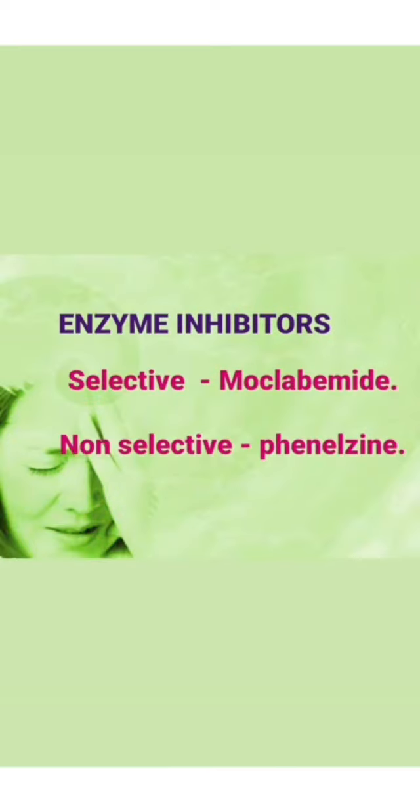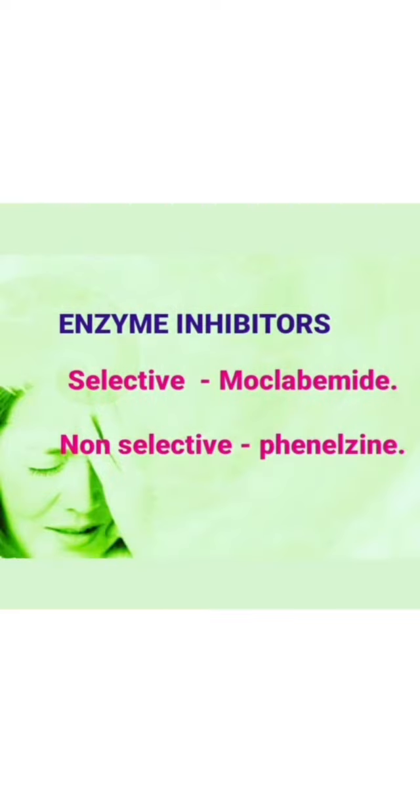The next one is the enzyme inhibitors, which include selective and non-selective. For the selective, which include moclobemide, non-selective include phenelzine.